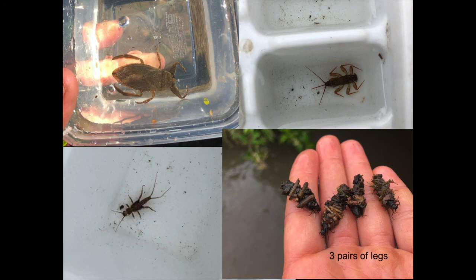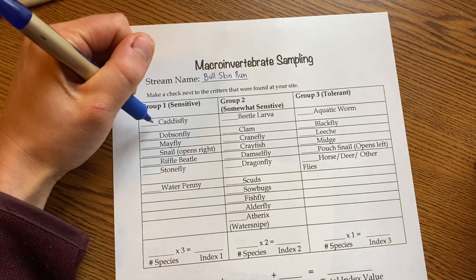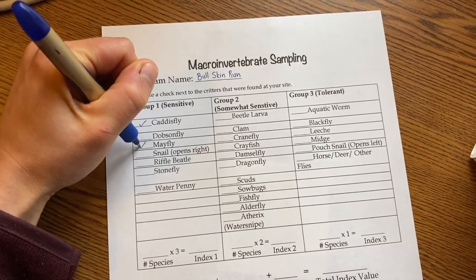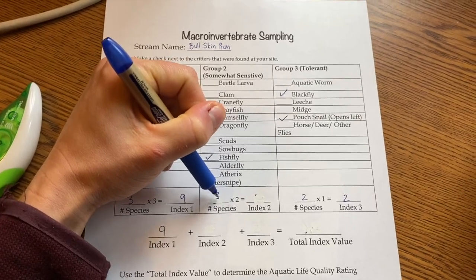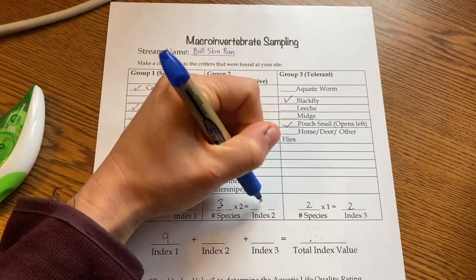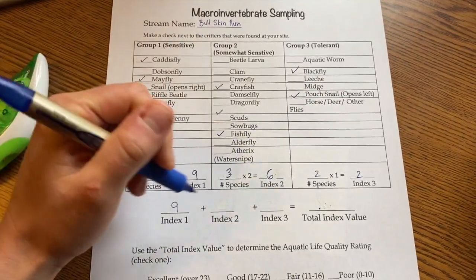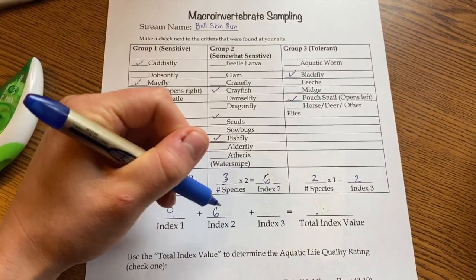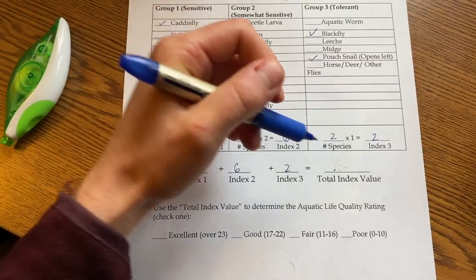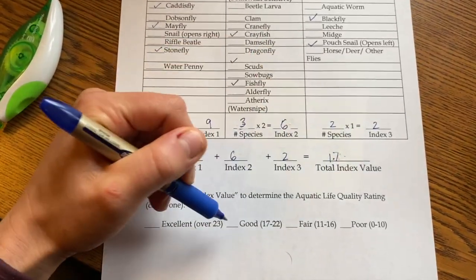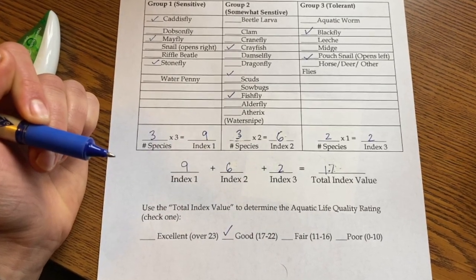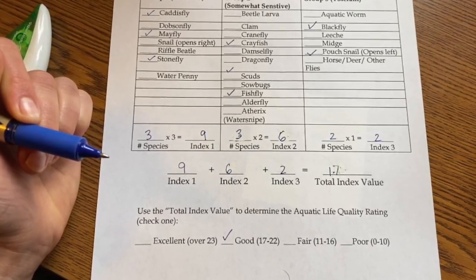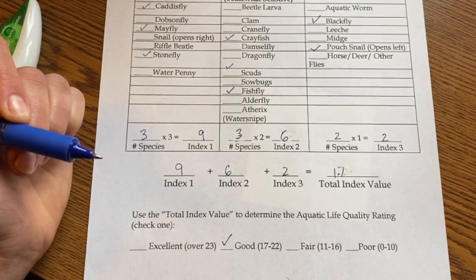It is your job to use the dichotomous key to identify them. After you identify them, check them off in your watershed journal. Afterwards, add up the number of species and multiply it by the number shown in the column. Then, write all the index values on these lines to get the total index value. Finally, use the total index value to check off the aquatic life quality rating for our stream. Don't copy my sheet, this is just an example.